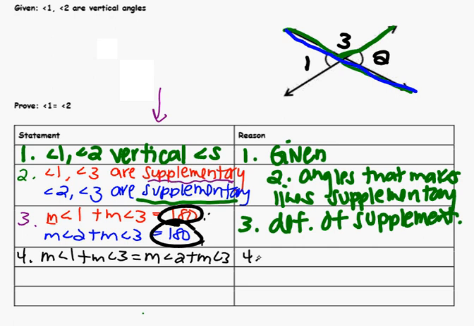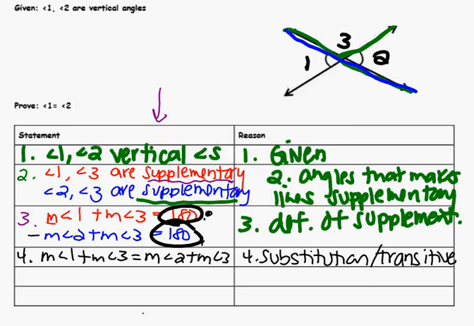Okay. And then for step 4's reason, you could say a couple of things. You could say substitution, because I took out a 180 and put in something that I know is in its place. Or you could call this the transitive property also. Either one is correct. It just depends on what you like better. Okay. We're almost done. You guys are doing good.